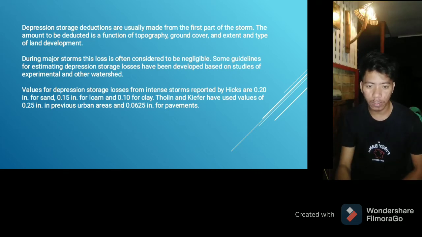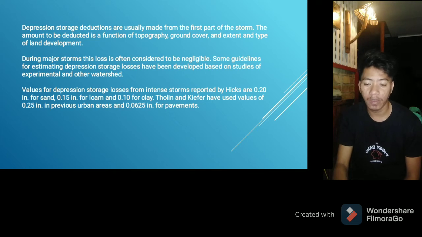Values for depression storage losses from intense storms reported by Hicks are 0.2 inches for sand, 0.15 inches for loam, and 0.10 inches for clay. Tholin and Keifer have used values of 0.25 inches in pervious urban areas and 0.0625 inches for pavements.